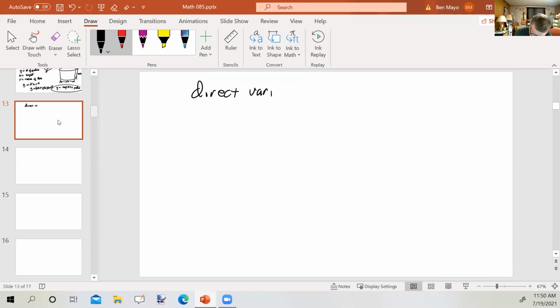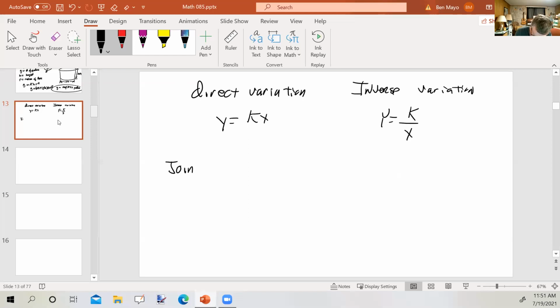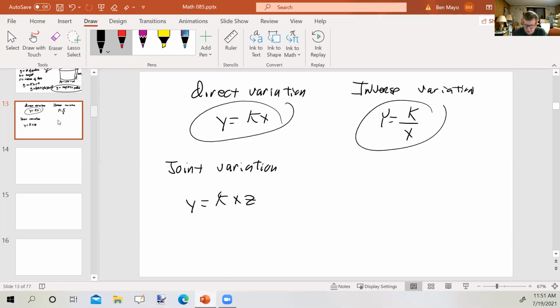Direct variation, y equals kx. Inverse variation, y equals k divided by x. And joint variation, y equals kxz. You want to have memorized what these 3 types of variation are, so that if the problem asks you for specifically inverse or joint or direct variation, you know which formula to start with.